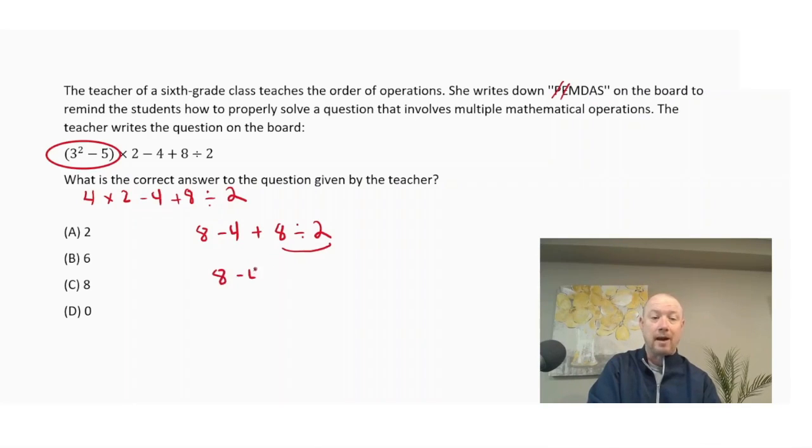So we get 8 minus 4 plus 4, and then we're done with the multiplication and division. So the last step is left to right addition and subtraction. So we get 8 minus 4 is 4, plus the 4. So we would get the answer of 8.